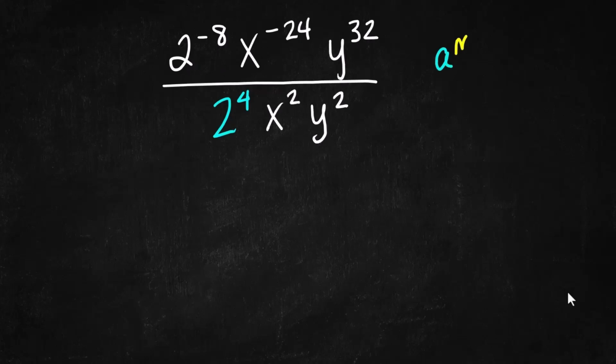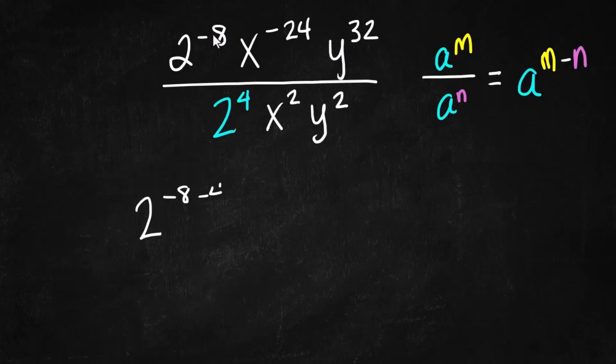So there's another rule, the division rule. It says when you are dividing things that have the same base, you subtract their exponents. So think of this as actually 3 separate fractions. We have 2 to the -8 minus 4. We have x to the -24 minus 2. And we have y to the 32 minus 2. Now let's clean this up.